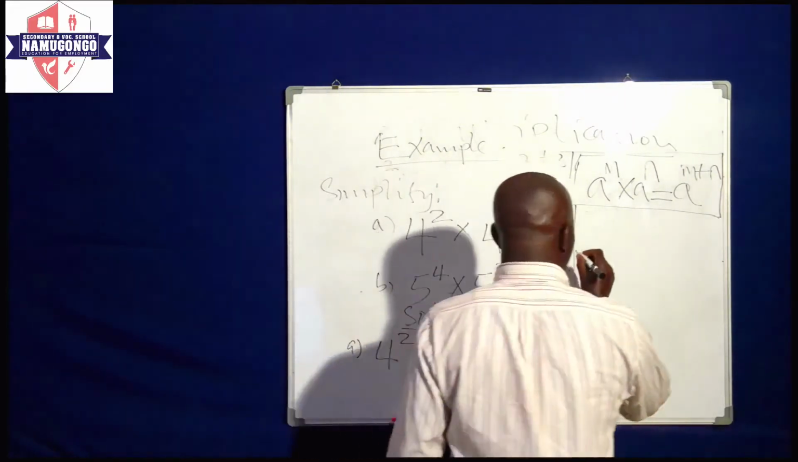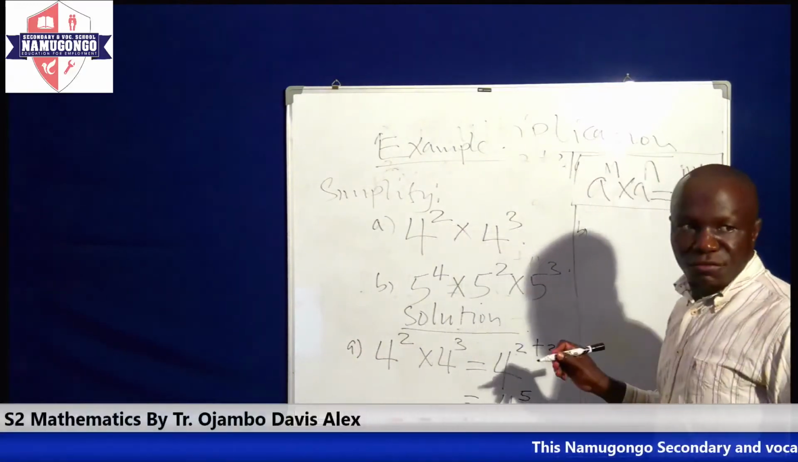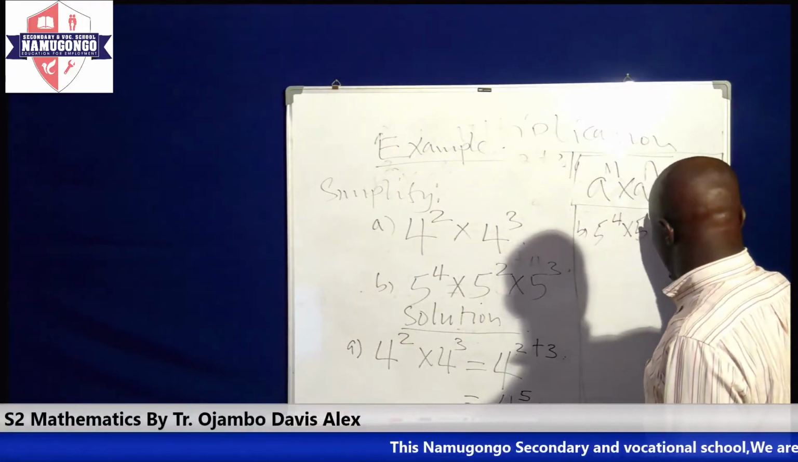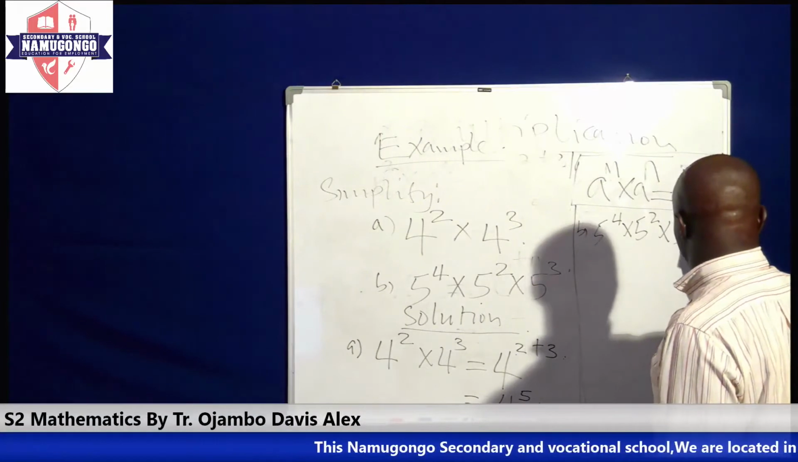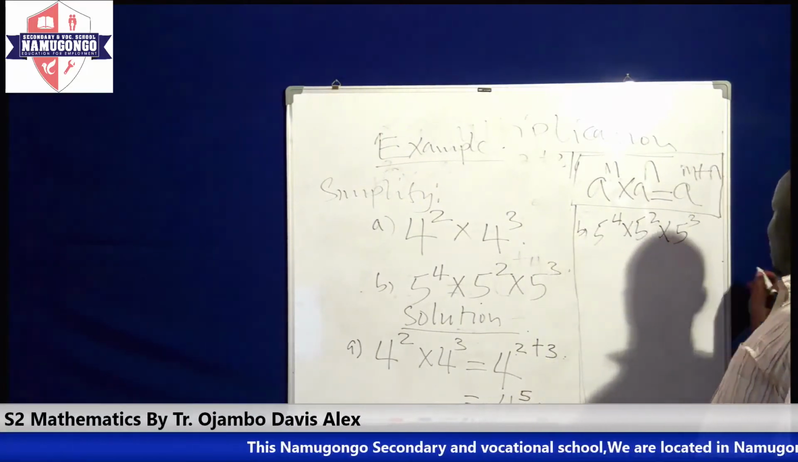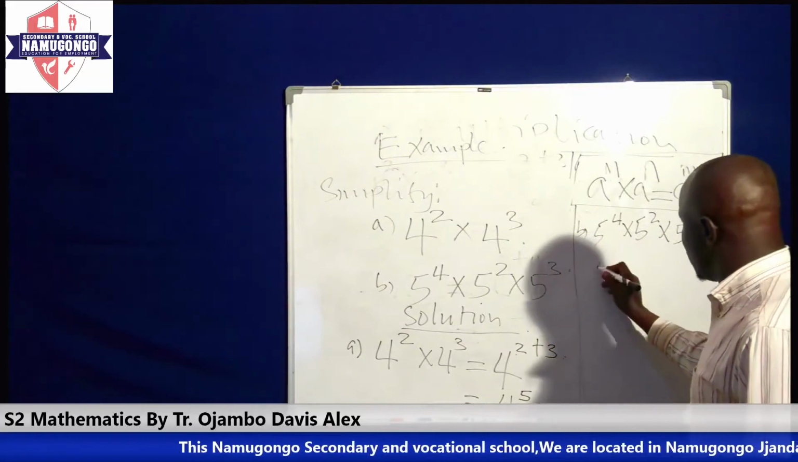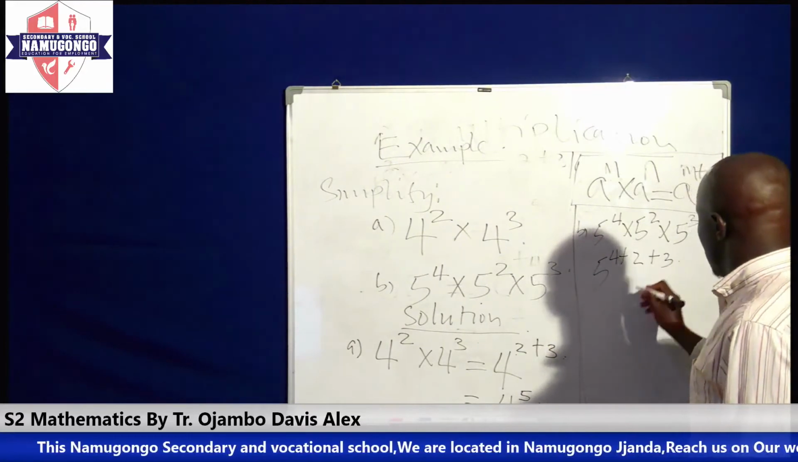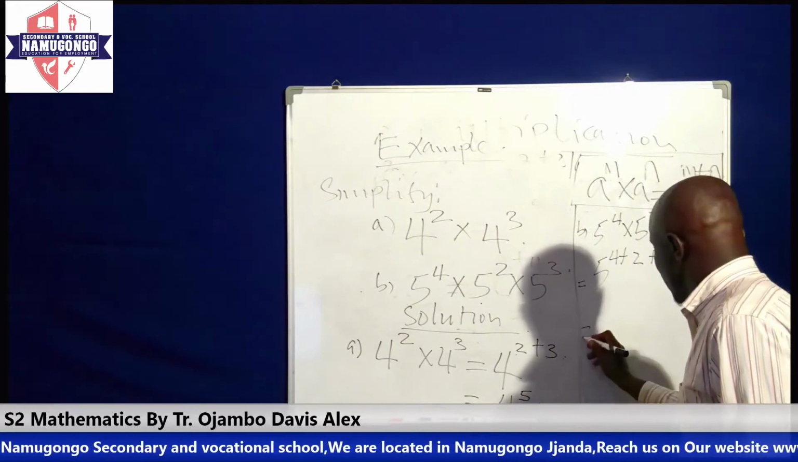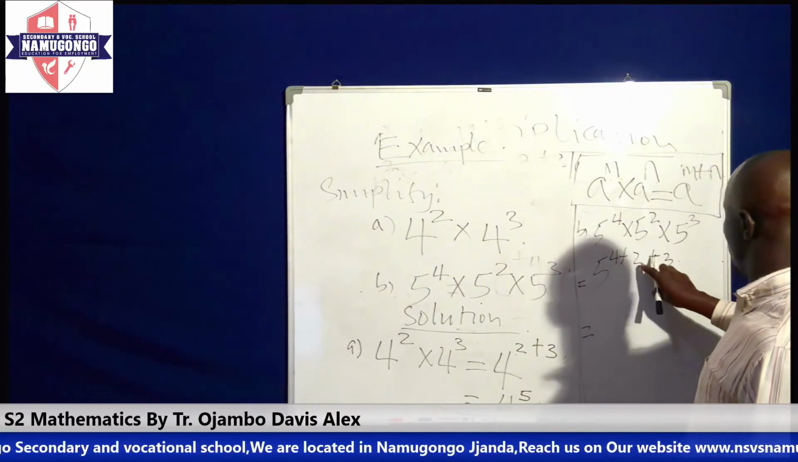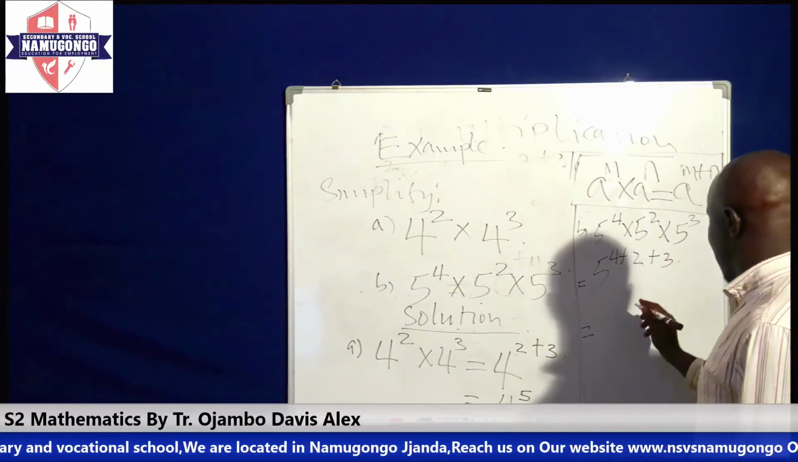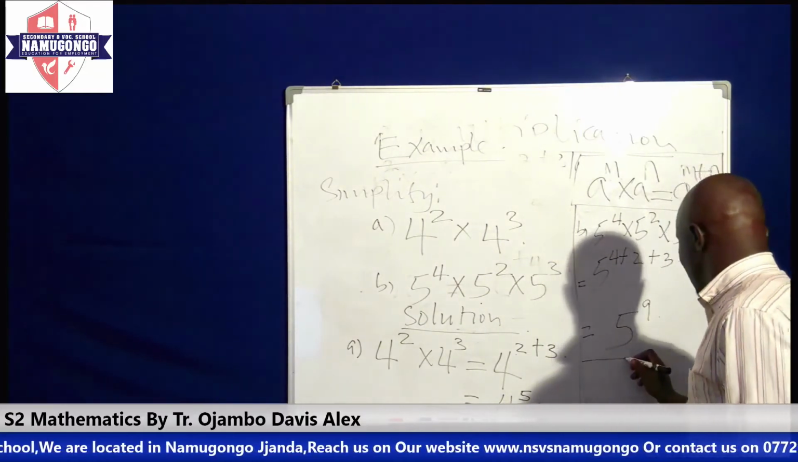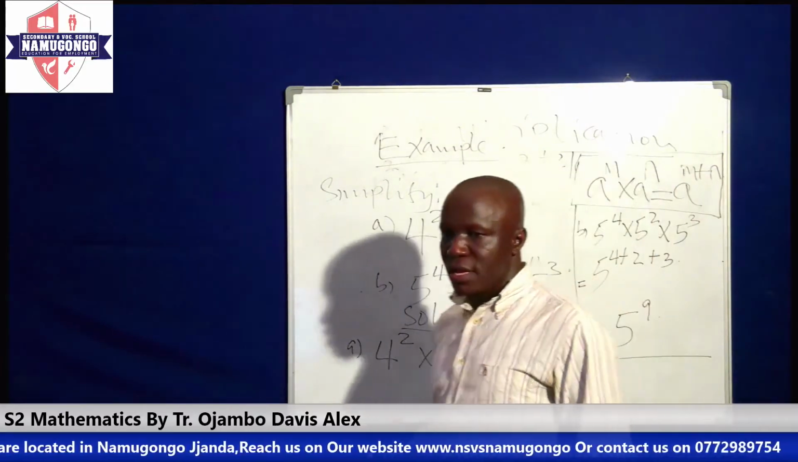Then when we look at part B, we have 5 raised to the power of 4 times 5 raised to the power of 2 times 5 raised to the power of 3. We are also multiplying numbers with the same base, so we add the powers, which becomes 5 raised to the power of 4 plus 2 plus 3. 4 plus 2 is 6, 6 plus 3 is 9, and we have our answer as 5 raised to the power of 9. We leave our answer in power form.